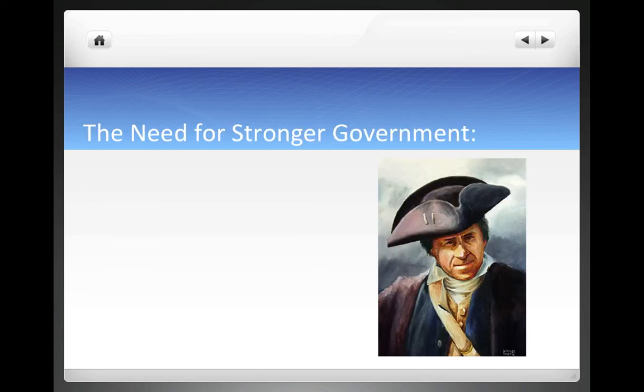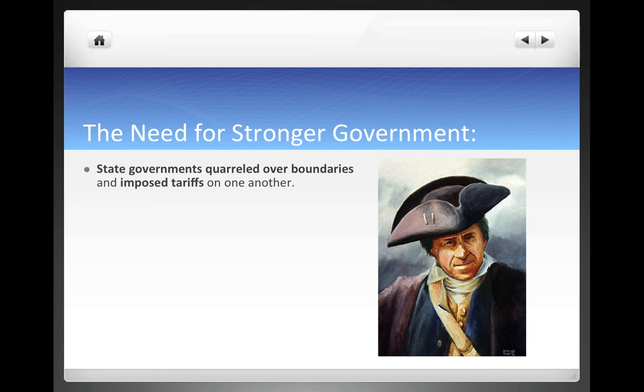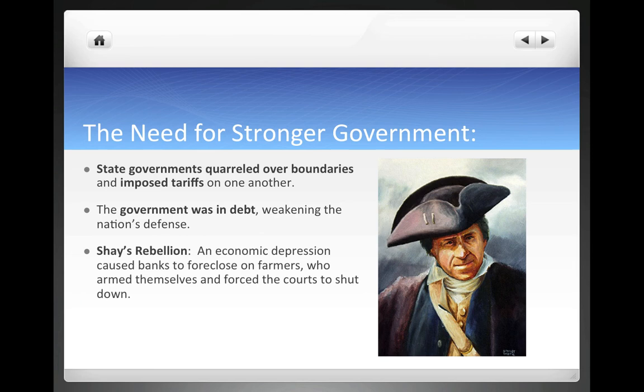It soon became apparent, though, that there was a need for a much stronger government. State governments quarreled over boundaries and imposed tariffs on one another. It's kind of hard to imagine Pennsylvania and Virginia, or Pennsylvania and New York, putting up tariffs that would really impede national prosperity. The government was in debt, weakening the nation's defense. And probably the single most important event that brought everything to a head was Shays' Rebellion.